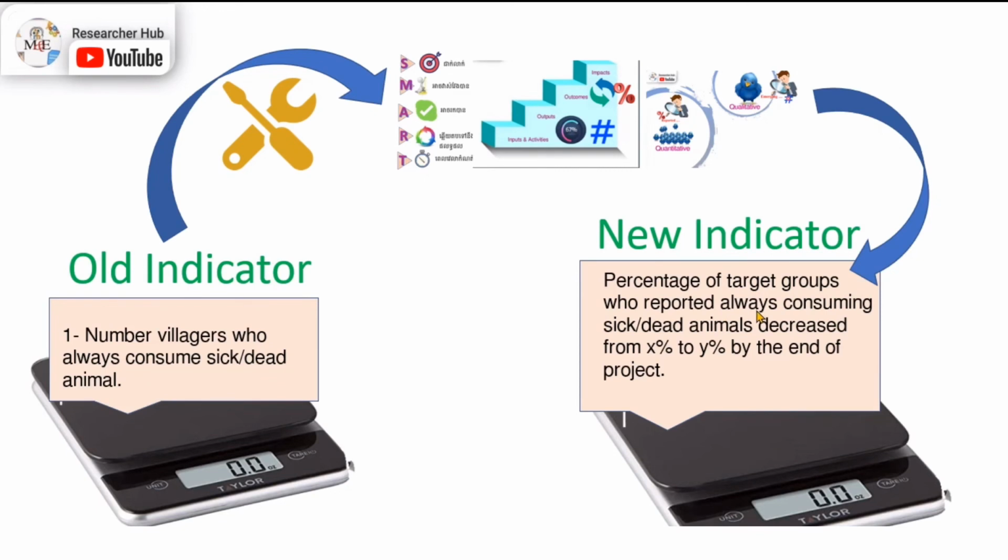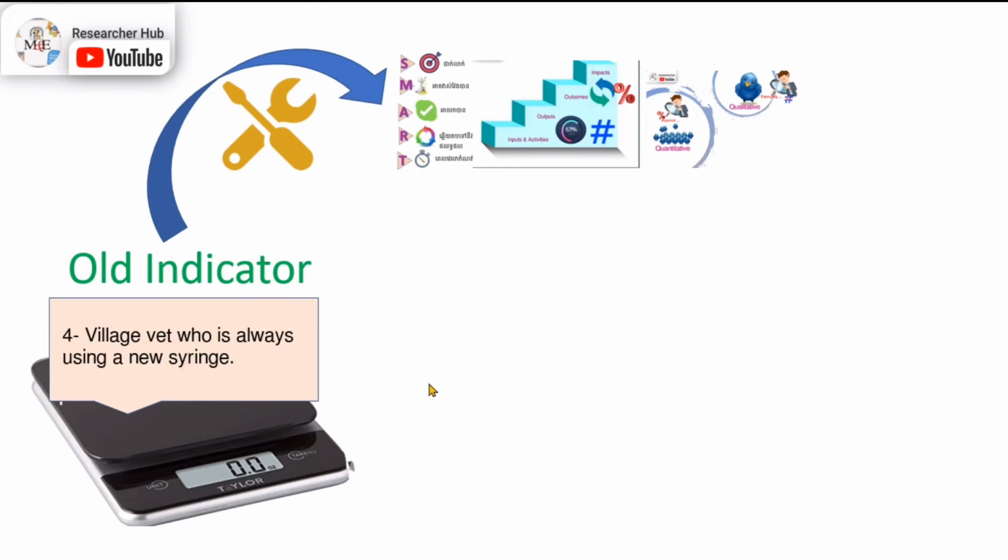Like here, always consume, right? It's not just report consuming. If it's just consuming, we don't know how often, how many, we don't know. But here, when we add a frequency, always, this is a qualitative indicator. Next indicator: village vet who is always using new syringe.